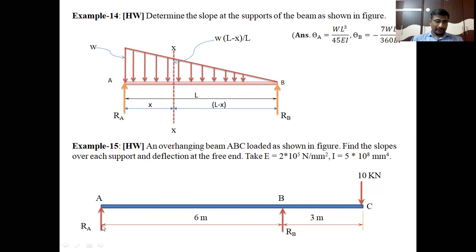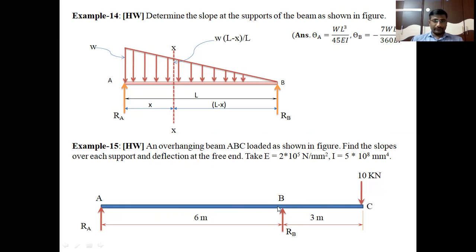At x is equal to 0, deflection is 0, y is 0. And at x is equal to 6 meters, support is there at 6 meters. This is not the support, it is the load, 10 kilonewtons. This is the support. At x is equal to 6 meters, y is 0. These are the 2 boundary conditions.